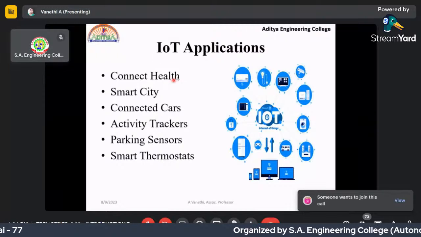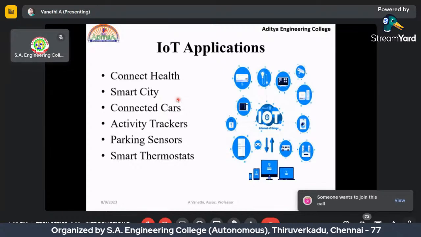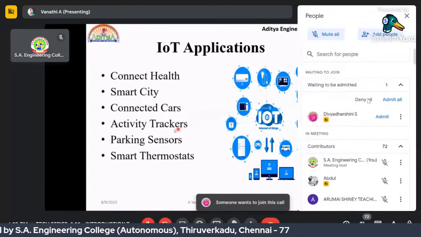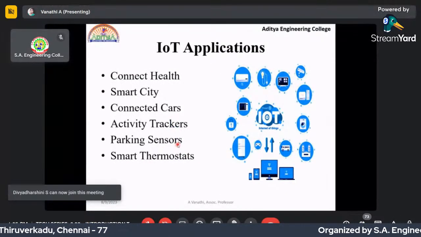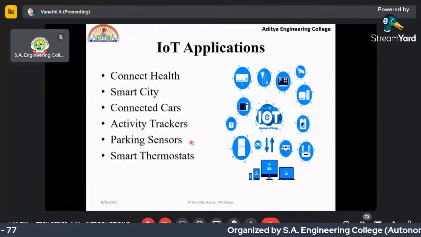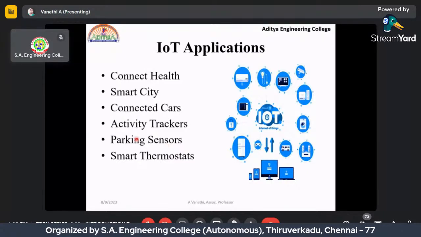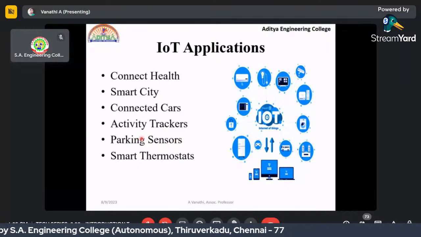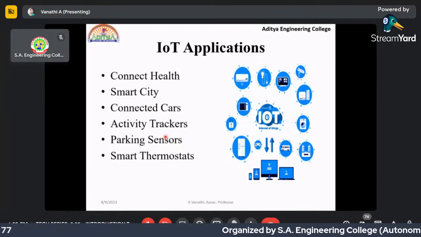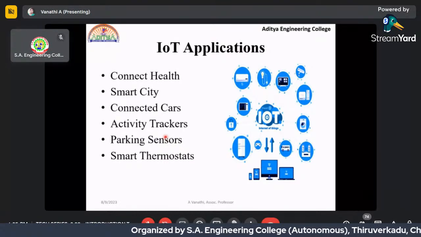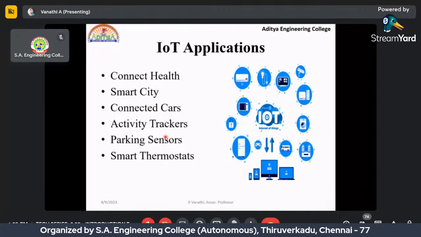One thing is healthcare. The second thing is we can make the smart city. It is used in connected cars also, and mainly used for various tracking systems. We have a parking sensor also. You would have faced this in Chennai, which is a highly trafficked city where you can face many problems parking your vehicles. This parking sensor helps you identify where you have an empty space and where you can place your vehicle. And thermostats, these are some of the applications here. There is a description about each and everything.